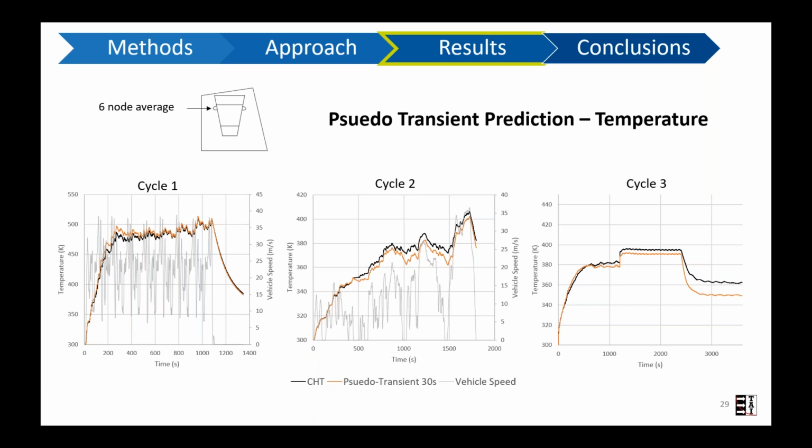Last, we have the pseudo-transient prediction. Again, we have the conjugate heat transfer shown in black and the pseudo-transient shown in orange. And these, again, are all taken from the 6-node average on the manifold. The two dynamic cycles perform better than the non-dynamic cycle, and cycle 3 shows a consistent underprediction.